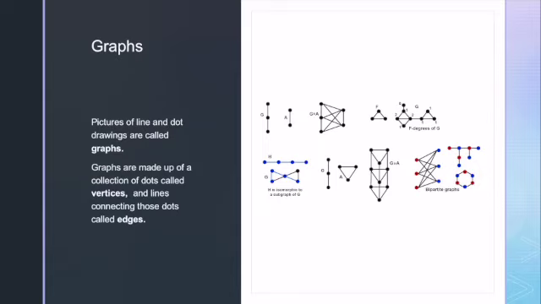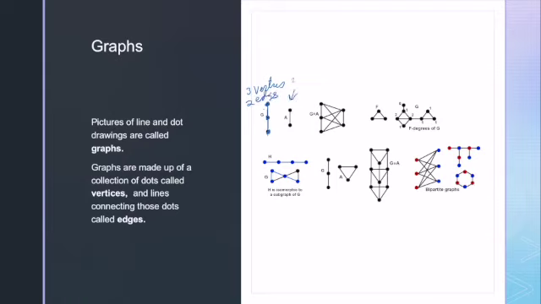So what is a graph? Well, a graph can be represented as a picture, right? And these are going to be pictures of drawings with dots and lines. So these dots are called our vertices and our lines are called edges. So here this one has 3 vertices and 2 edges.